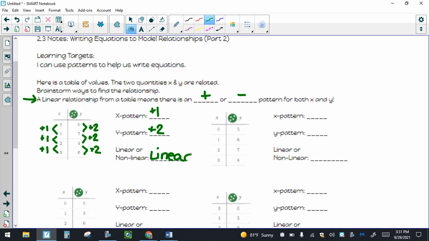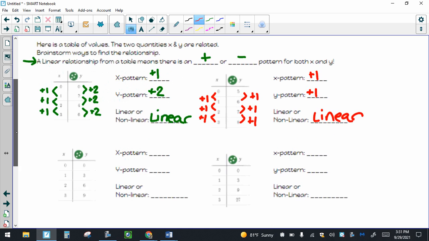All right, go ahead and pause the video here and look at this next one and try and figure out your pattern. All right, did you get this? It's plus 1 on both sides, the X's and the Y's, which also makes this linear. Notice I'm not so much looking at what the actual numbers are, I'm really looking for how do I get from one to the next.